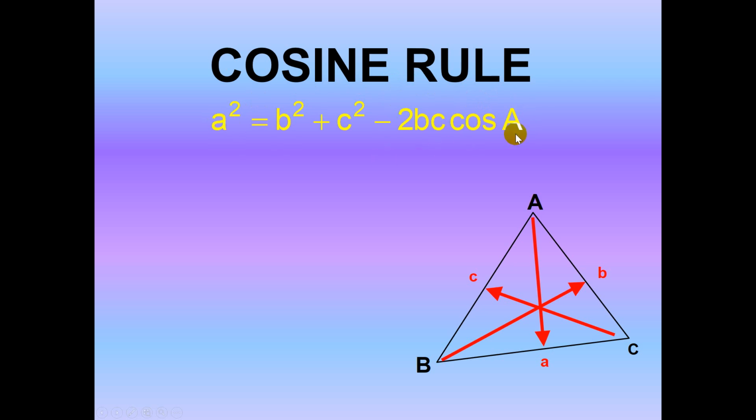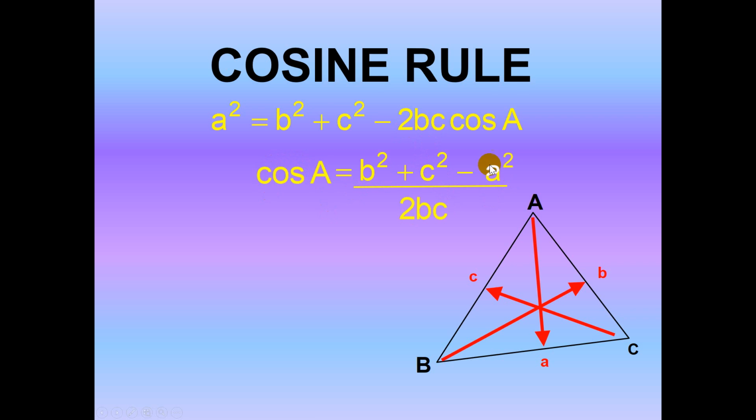We can also use this formula to find angle A. So to find angle A, we'll have to move this on the other side, negative becoming a positive, move our a squared to the right hand side, and then we'll divide both sides by 2bc. So this formula can be manipulated to find the angles.